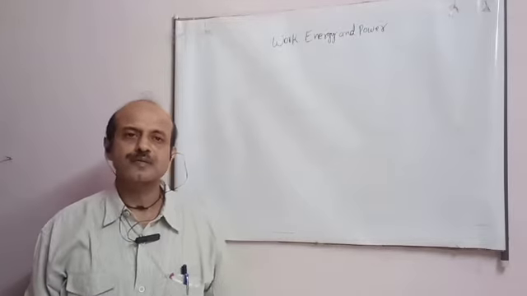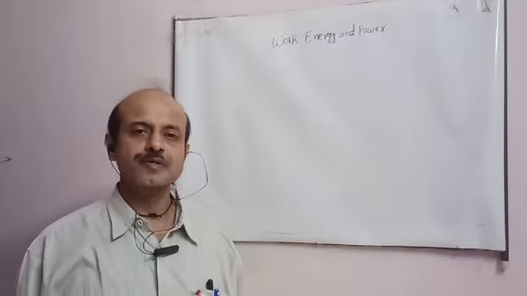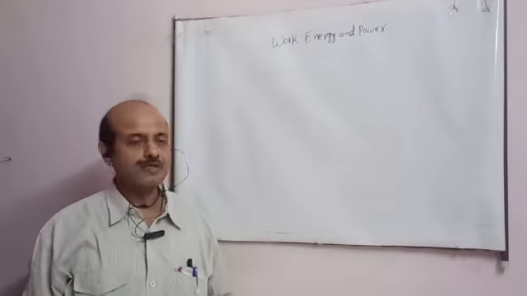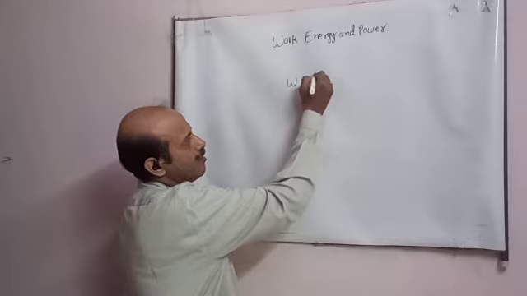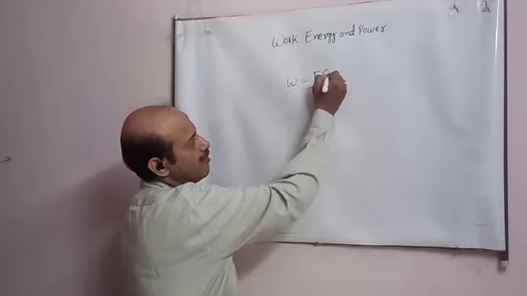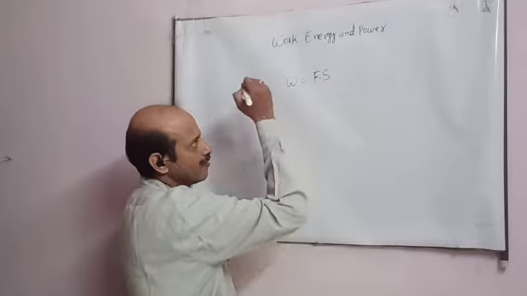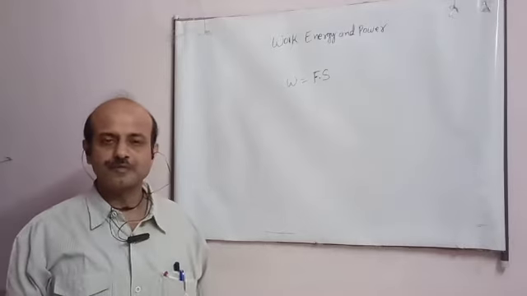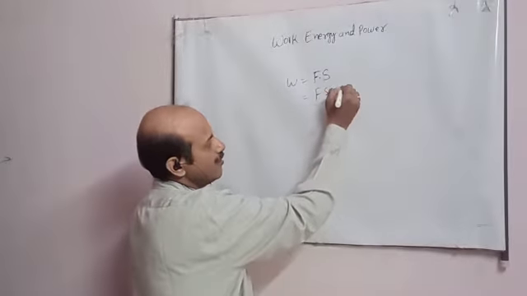In the previous class we have seen, student, in which case the work is done, how the work becomes positive, how the work becomes negative. The formula for work done is, as we have seen, the dot product of force and displacement, and it is given by Fs cos theta.